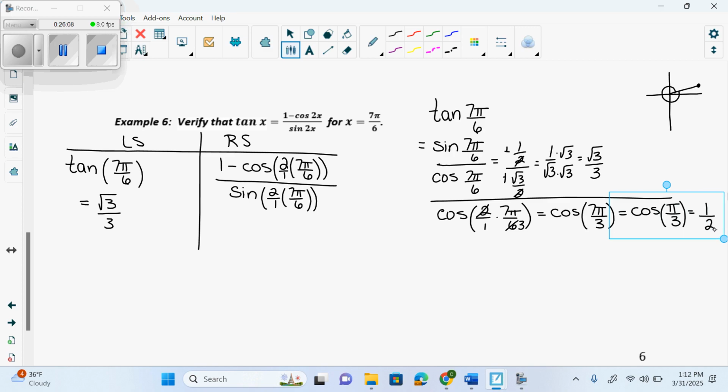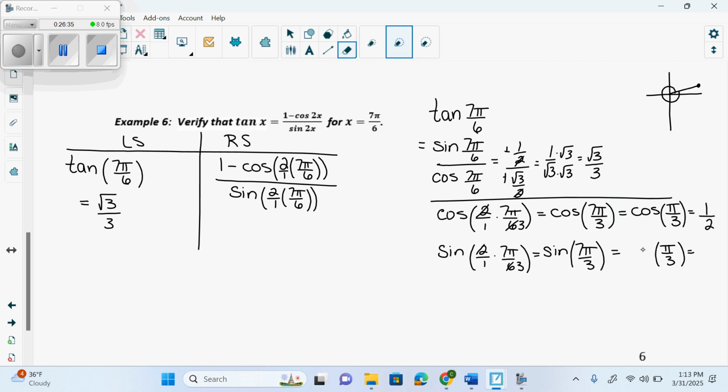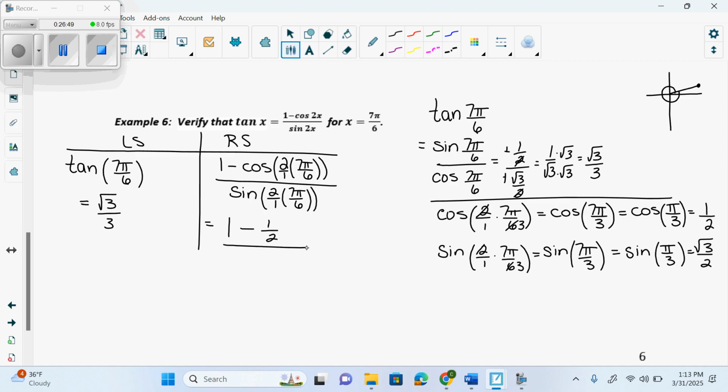A half. And then we need sine of 2 over 1 times 7 pi over 6. So it's sine of 7 pi over 3, which is the same as cos of pi over 3. That's a sine. Why did I write cos? Anyone? Familiar? Scary stuff. So it's root 3 over 2. So we're going to get 1 minus a half divided by root 3 over 2.